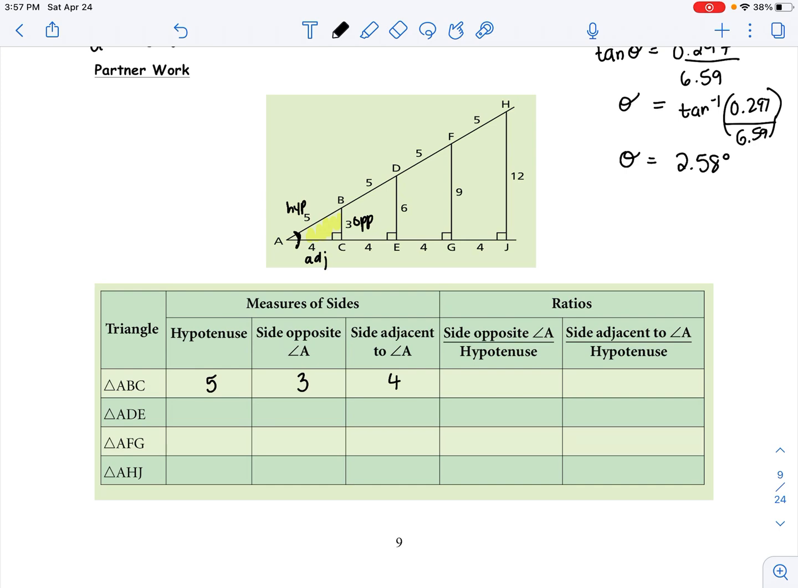And then your side opposite over hypotenuse is 3 over 5, and your side adjacent to your angle divided by your hypotenuse is 4 out of 5.